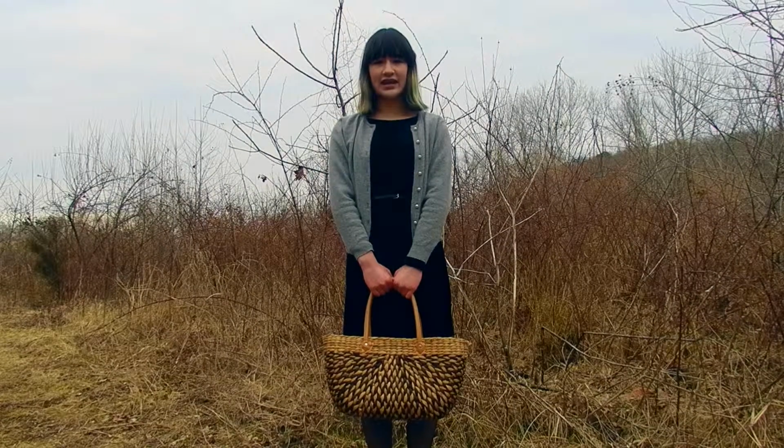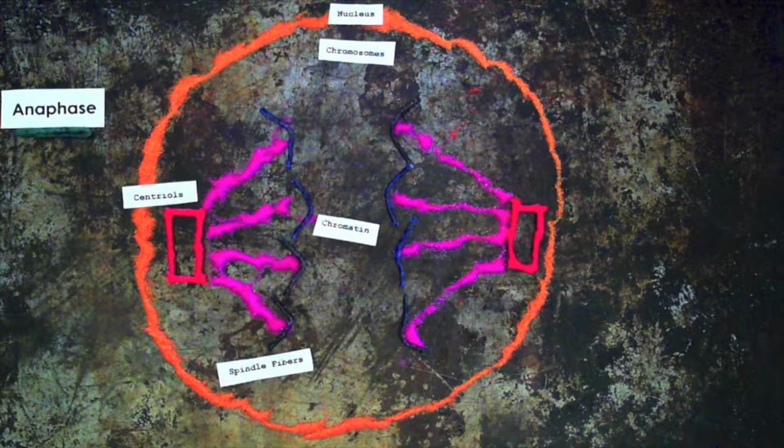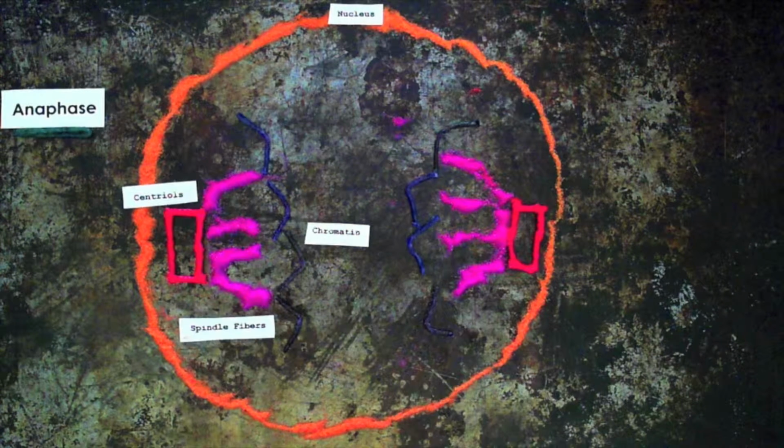The third phase is called anaphase. The centromeres divide as the spindle fibers pull the chromosomes apart and towards the opposite ends of the cell. The poles of the cell move apart and the cell elongates.